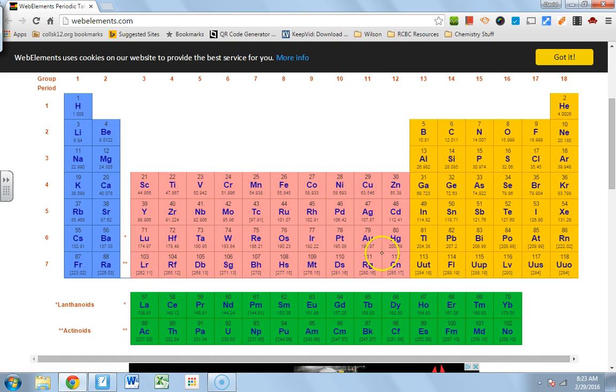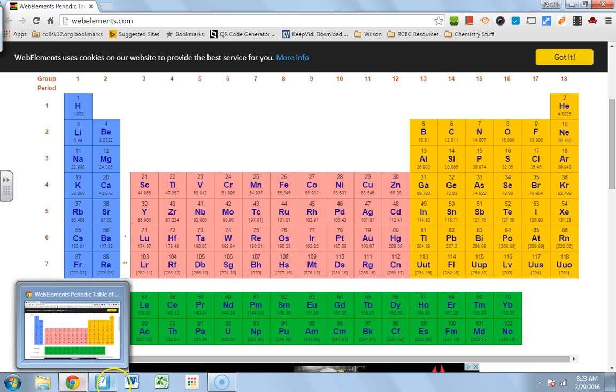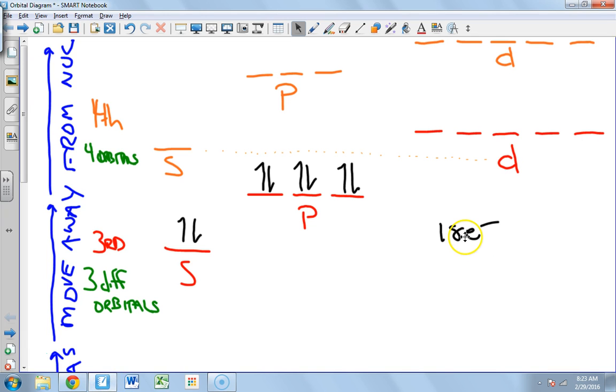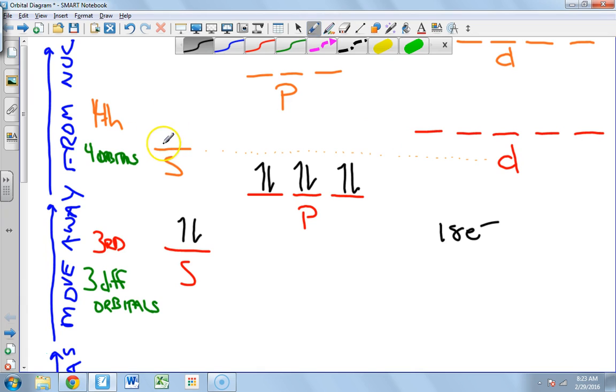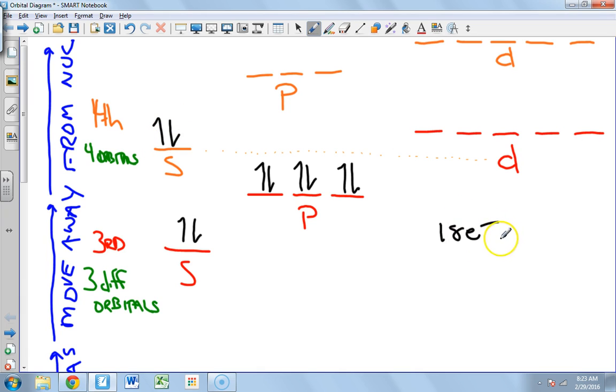And lutetium on over, those are the 5d's. And lawrencium on over, those are the 6d's. Okay? So there's all sorts of neat things that go on there. Okay. So we have 18 electrons. And again, we fill lowest energy. Aufbau says fill lowest energy first. So we're going to go to these. And so now we're at 20.